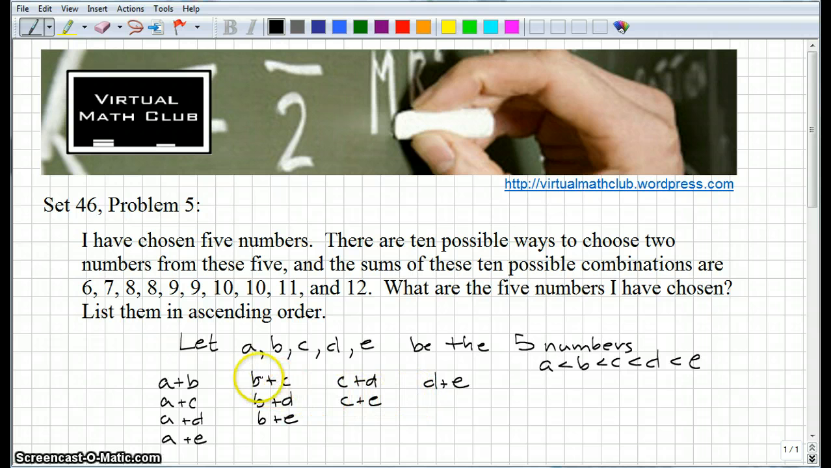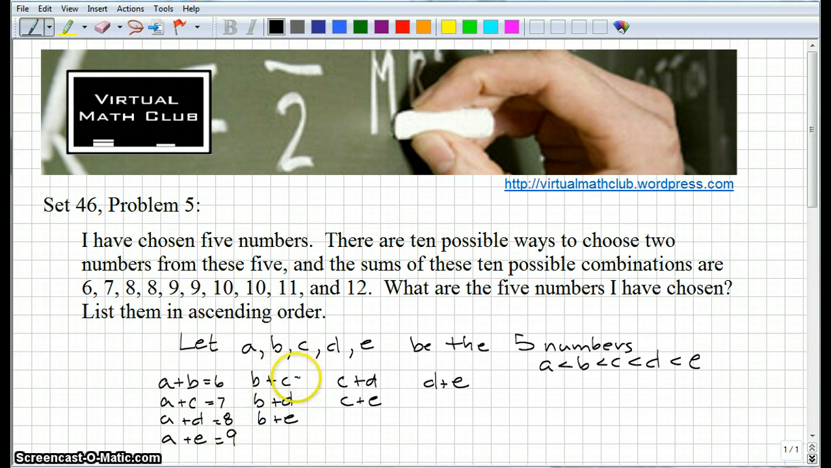So, if that's true, the sum of the 2 smallest numbers should be the smallest sum. So let's just make that 6. And then let's make this 7 and this 8. And I'm assuming that they're different numbers. So if A plus D is 8, then A plus E should be something different if D and E are different. And I'm going to assume at first here anyway that they are different. So let's call this one 9.